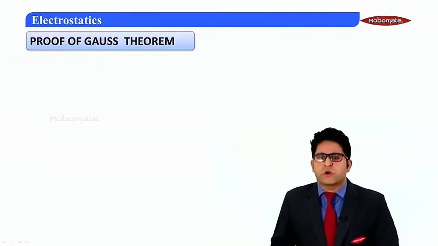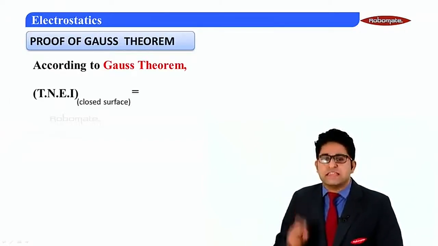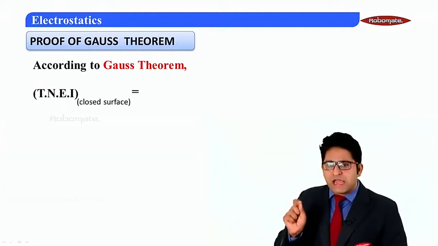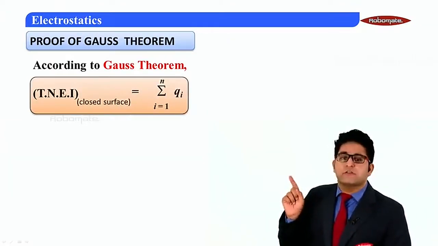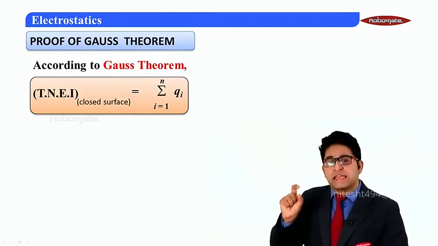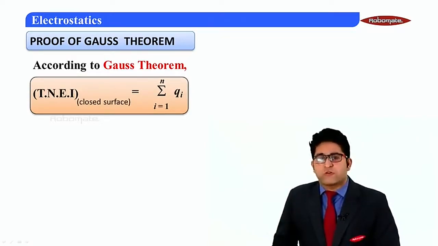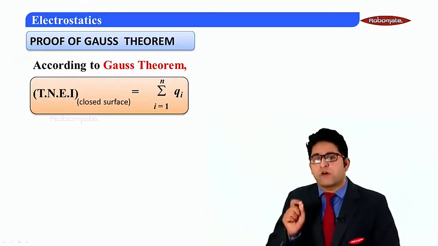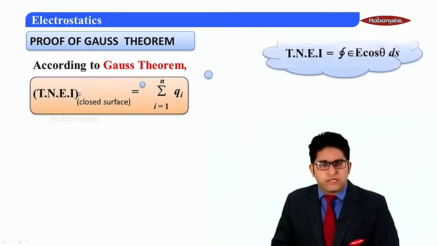Now students, in the previous module we have learned that the flux over a closed surface is equal to the summation i equals 1 to n of qi, right? And what does this summation represent? This represents the total enclosed charge, right? Now students, we have learned the formula for flux. The formula is the integration over a closed surface of epsilon E cos theta dS, right?